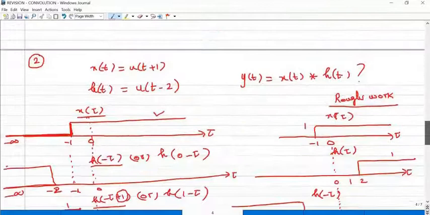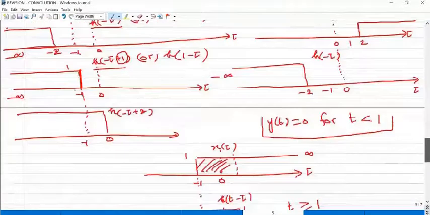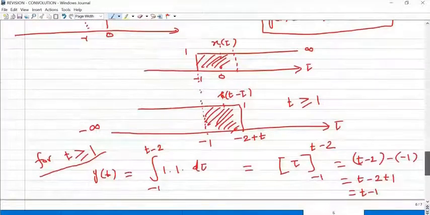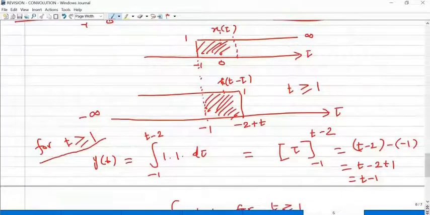Second problem also same. First rough work. In the examination, the x of tau, h of t minus tau generalized diagram is sufficient. Remaining all work, you do it in the rough page. You understand the problem first.